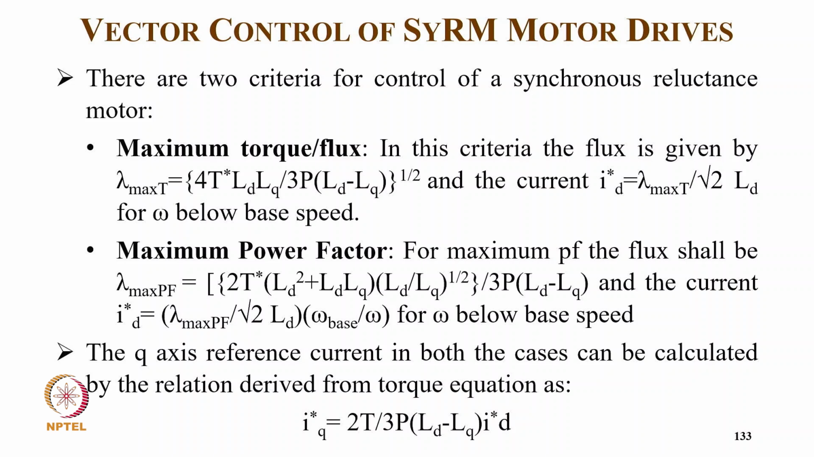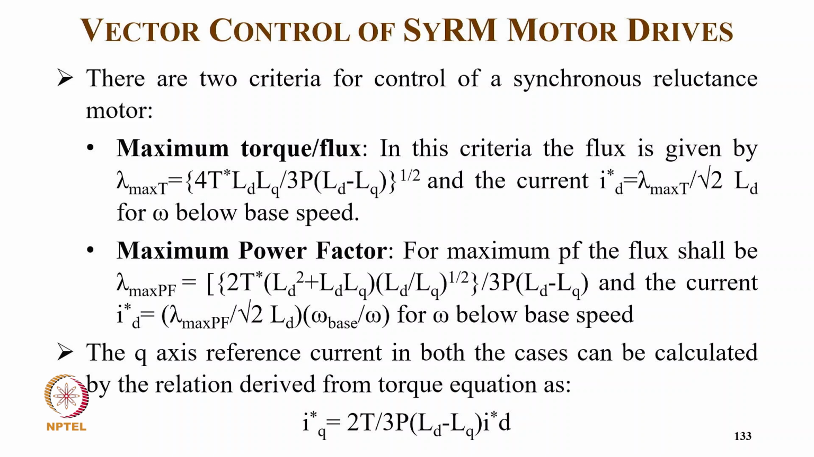Then maximum power factor: for maximum power factor, the flux shall be lambda P max equal to under root bracket 2T star in bracket LD square plus LD LQ bracket close, LD upon LQ to power half, divided by 3P into LD minus LQ, and the current ID star equal to lambda max PF divided by root 2 LD into omega base divided by omega, below the base speed.